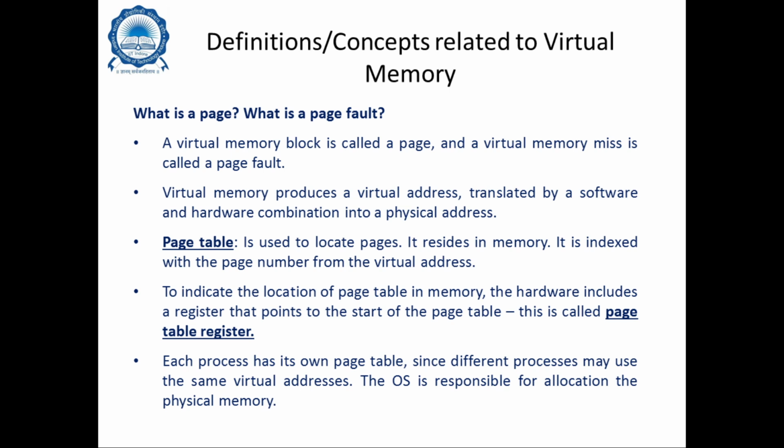Now each process has its own page table, and since different processes use the same virtual addresses, the operating system is responsible for allocation of the physical memory. So as I said earlier, every process can have its own page table, and different processes may use the same virtual address, but they will never point to the same physical memory simultaneously. So it is the job of the operating system to allocate the physical memory based on the demand.